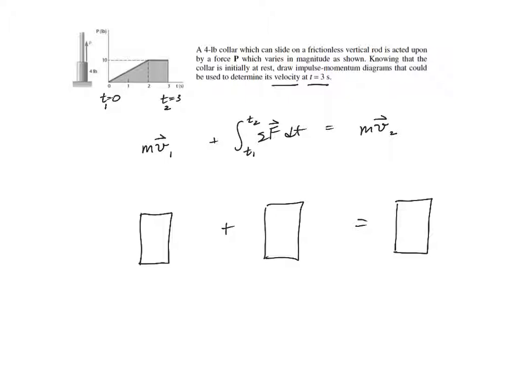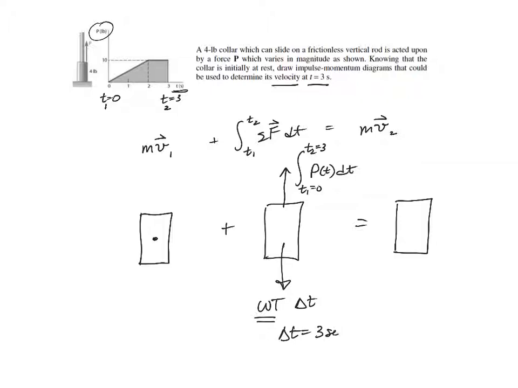Initially we're told that it's at rest, so I'm going to draw nothing there. I end up then working across the impulse, right? Applied to it is a force P, which again is a function of time. So again, I'm going to need to integrate from t1, which is 0, to t2, which is 3. Going down, I would have the weight times delta t, right? The weight is a constant. Delta t is equal to 3 seconds.